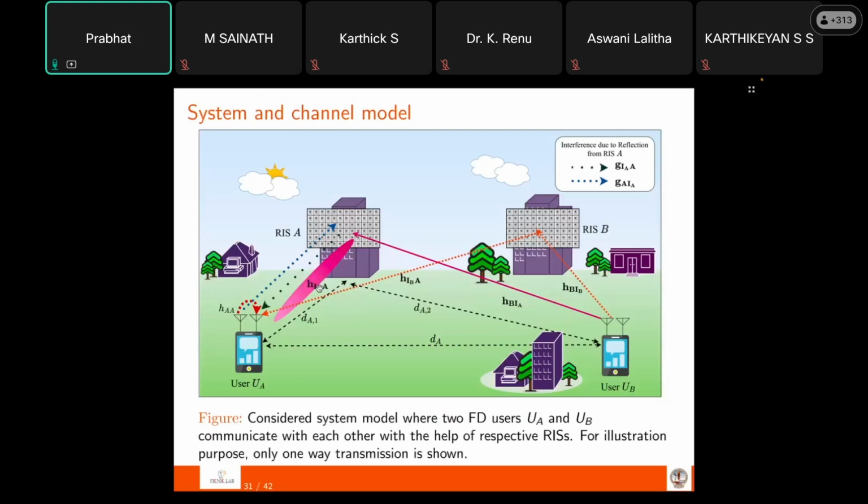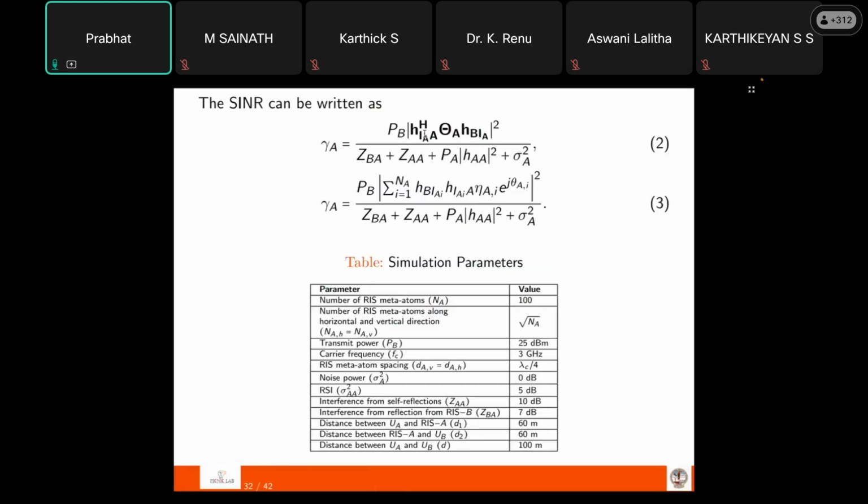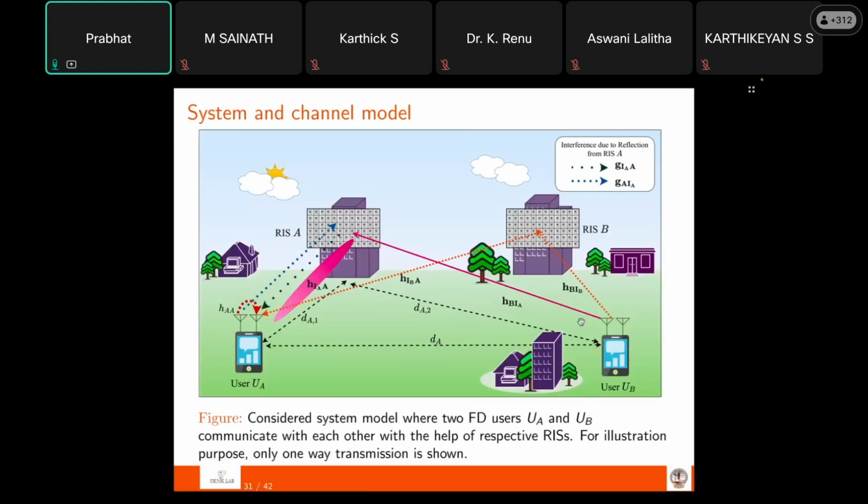So it is H_IA and then this path, right? So these two are the desired path, H_IA Hermitian, and then this is the response of the RIS, theta A, the RIS A response, and then you have the H_B_IA path, this path, right? So the desired signal is coming from this path.